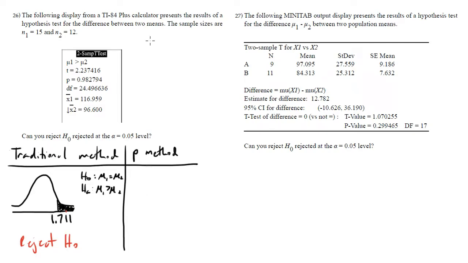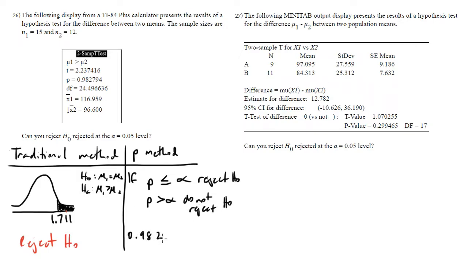If I rewrite it here: if P is less than or equal to alpha, reject the null hypothesis. If P is greater than alpha, do not reject the null hypothesis. So in this case, P is 0.982794. Alpha is 0.05. P is greater than alpha. So wait a minute. This says do not reject the null hypothesis.